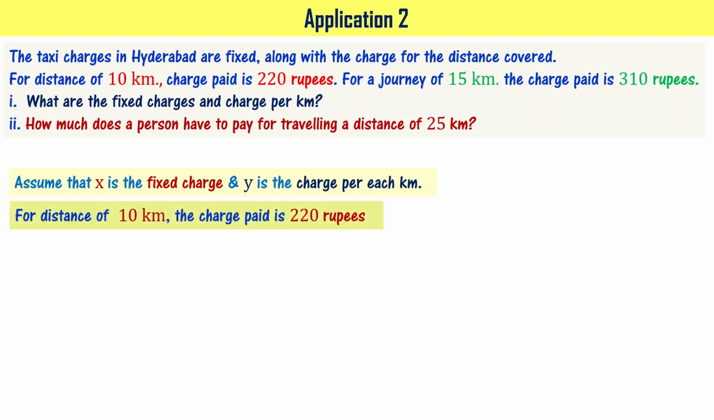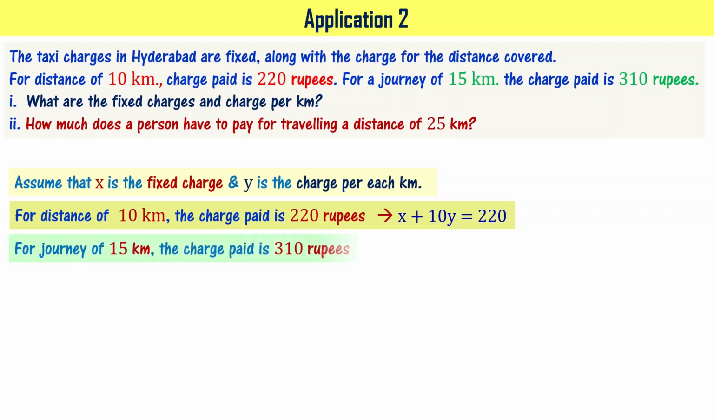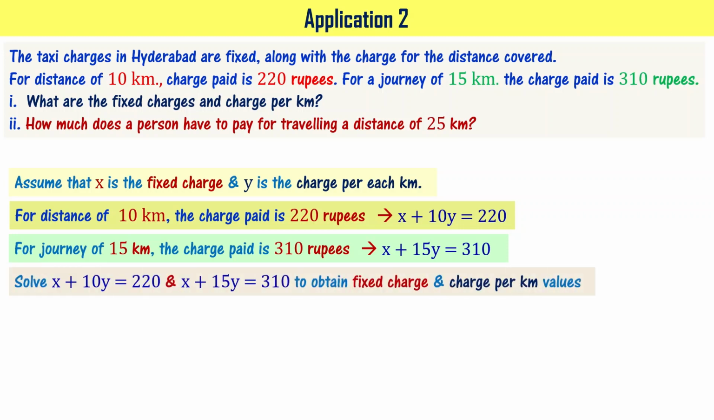So the first statement says that for a distance of 10 kilometers, the charge paid is 220 rupees, right? If I say a fixed charge is x and the charge per each kilometer is y, then this statement can be written as x plus 10y equal to 220, right? The other statement given is for a journey of 15 kilometers, the charge paid is 310 rupees. It can be written as x plus 15y equal to 310, right? Now we have a pair of linear equations in two variables, right? Let's solve these two equations to obtain the value of the fixed charge and the charge per kilometer.